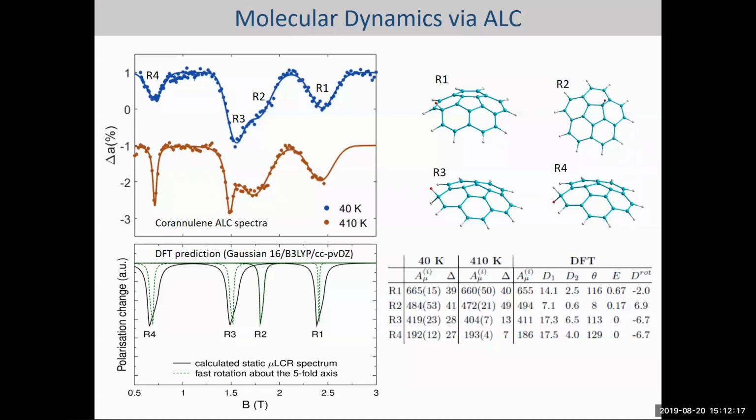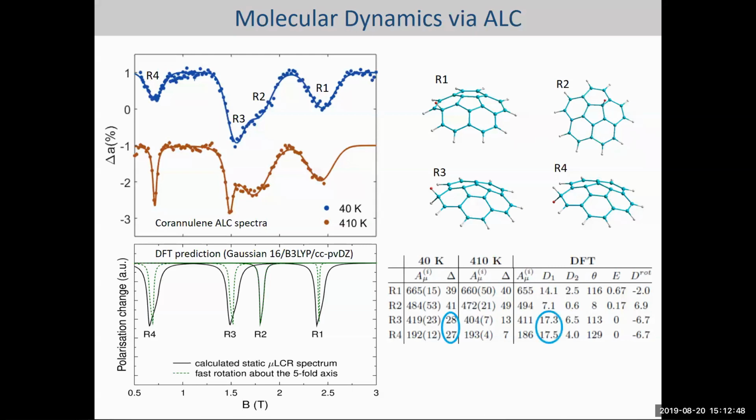And what was actually measured experimentally is shown in the upper plot here. So at 40 Kelvin, the widths of the R3 and R4 resonances are in pretty good agreement with the prediction. But the R1 and R2 resonances, while they're in the position predicted by the DFT, are much broader. And then if you go up to 410 Kelvin, the R1 and R2 don't change too much, but you get a significant narrowing, sharpening of the R3 and R4 resonances.